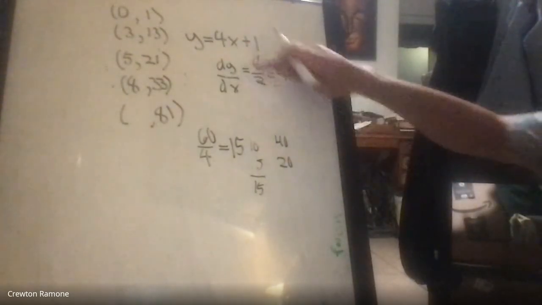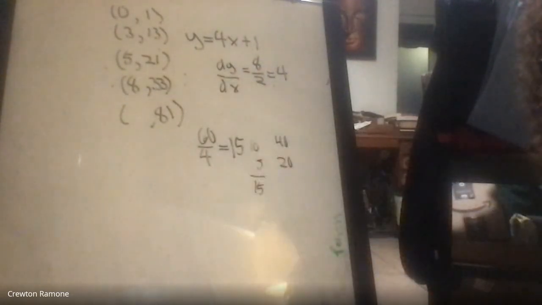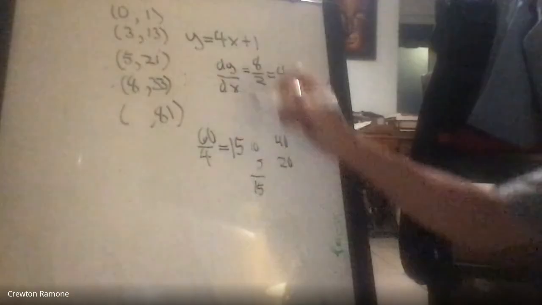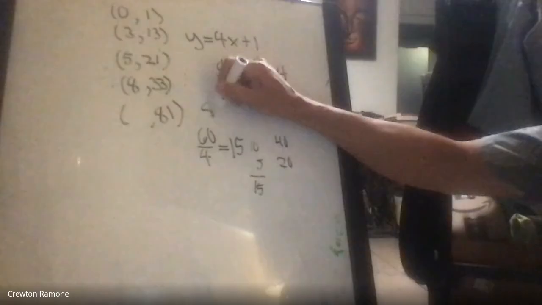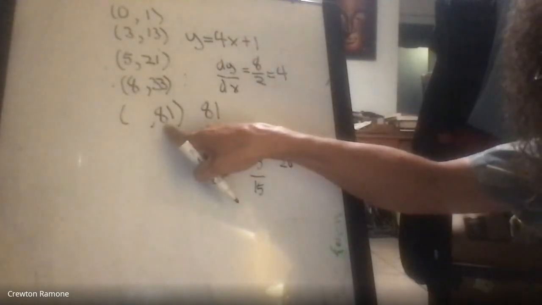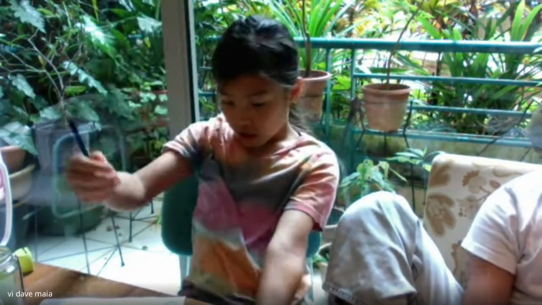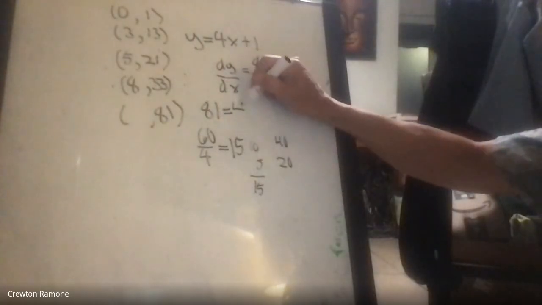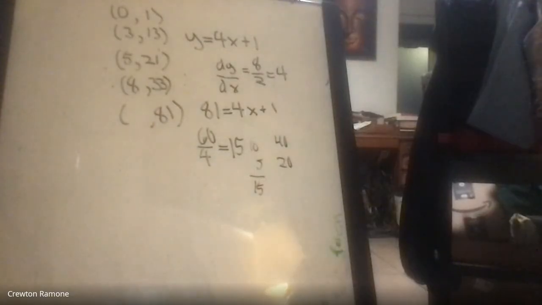Look over here. What's y in this story over here? Y is 81. That's the number of cakes. Okay. Now we know that 81 is the same thing as 4 cakes an hour plus 1. So tell me what x is.